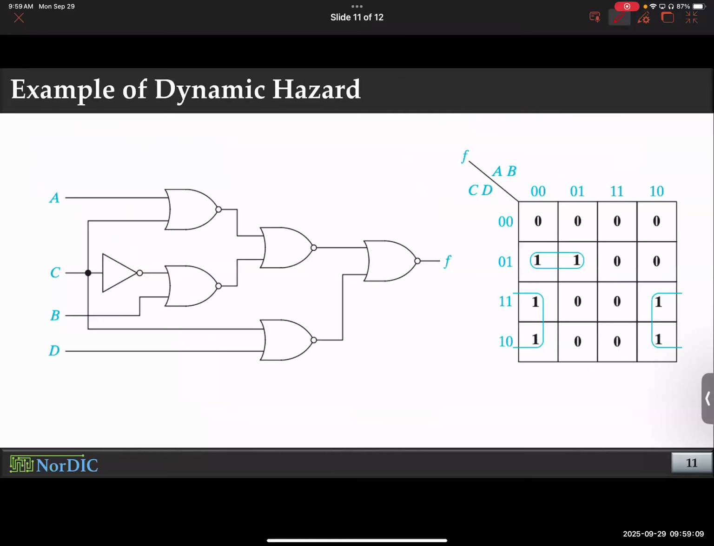This is the final slide. It's a very easy example. I'm going to end with it. Give me 30 seconds, please. This is an example of a dynamic hazard. This is exactly the same as any other hazard. If you have neighboring ones or zeros that are not covered, you have a hazard. So you have to add an extra term.